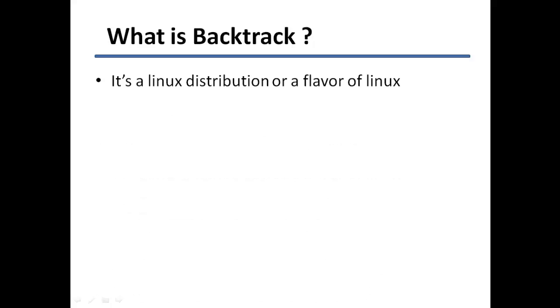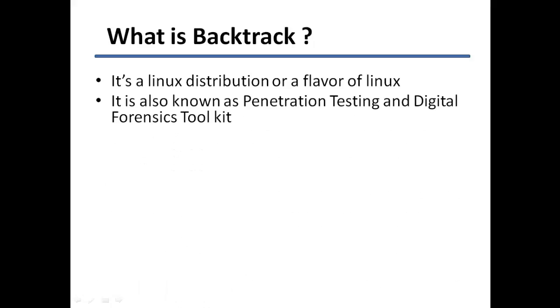The answer number one is that it's a Linux distribution or a flavor of Linux. That is what we call what is Backtrack. So Backtrack is a Linux distribution or a flavor of Linux or a different version of Linux. It is also known as Penetration Testing and Digital Forensics Toolkit.